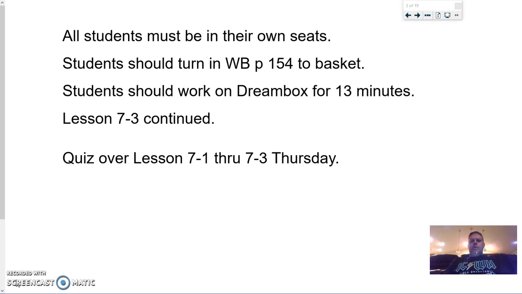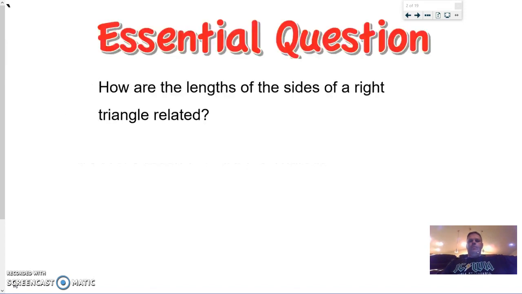You should also turn in workbook page 154 to the basket and then spend the next 13 minutes working on Dreambox. We will continue with lesson 7.3 today, and on Thursday we will have a quiz over 7.1 through 7.3. Please pause the video while students turn in the workbook and they work on Dreambox for the first 13 minutes. At the end of 13 minutes, start the video and I will have the continued lesson.